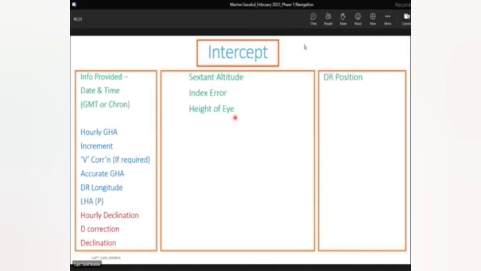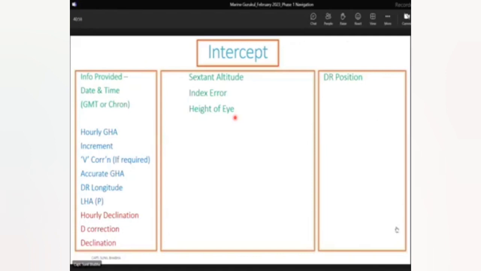In long by chron we were finding two LHAs. One was the approx LHA using DR long. Second one was the LHA which we were finding with the value of P obtained from the formula. So just to distinguish, we had given it a name. So here we do not have any other LHA. So this is the only LHA which we have and which we'll be using. Okay sir, okay.